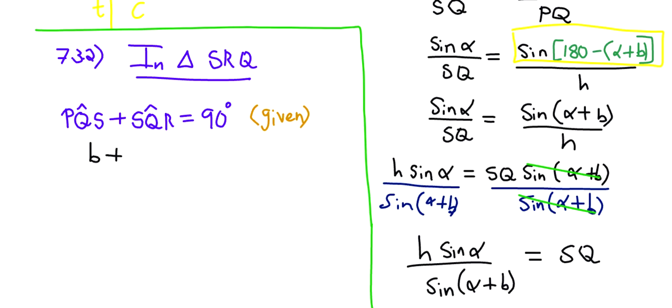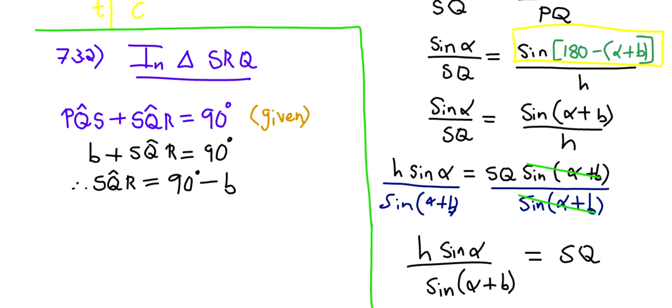It's equal to 90. Then you make angle SQR the subject of the formula. Therefore, angle SQR is equal to 90 degrees, because that's what you have on the far right. Then when you take beta to the other side, remember it's going to be negative B, it changes the sign. So you write negative B. That's your first starting point on having SQR.